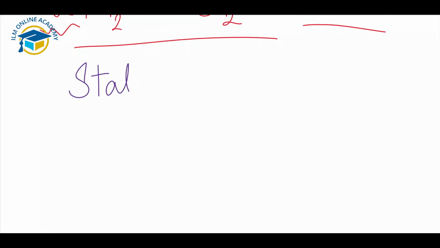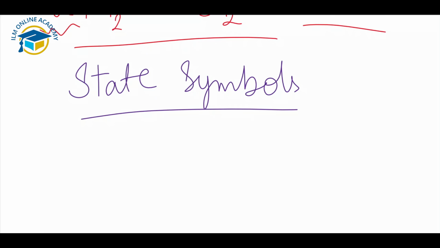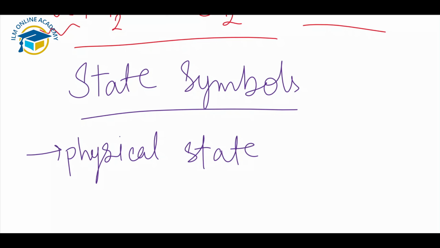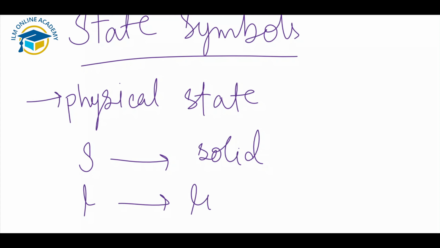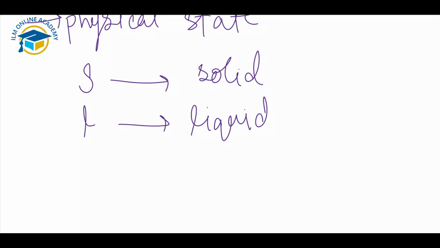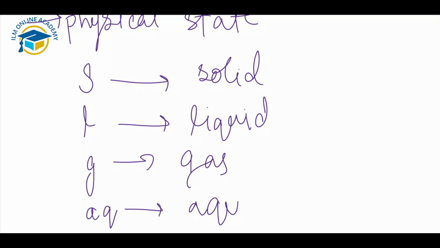So the next topic is about state symbols. State symbols are written after each formula to show the physical state of each substance that is present there. The physical state of each substance is represented by symbols. For showing the physical states, S represents the solid, L represents the liquid, G represents the gas, and AQ represents the aqueous. Aqueous solution means that it is dissolved in water. So these are the symbols that are used in different chemical equations.